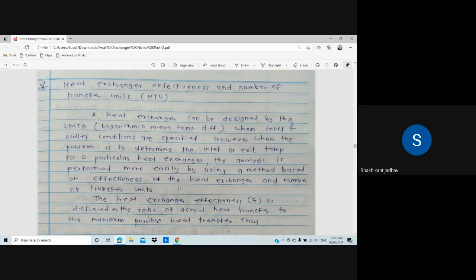But sometimes they have not given the inlet or outlet conditions. At that time it is not possible to design the heat exchanger by using the LMTD method. However, when the problem is to determine the inlet or exit temperature for a particular heat exchanger, the analysis is performed more easily by using a method based on effectiveness of the heat exchanger and number of transfer units.